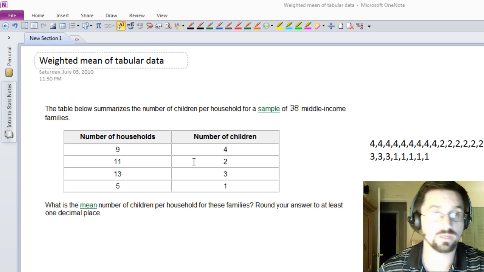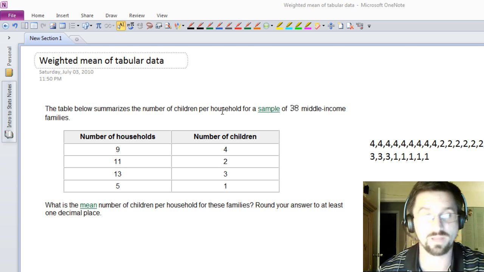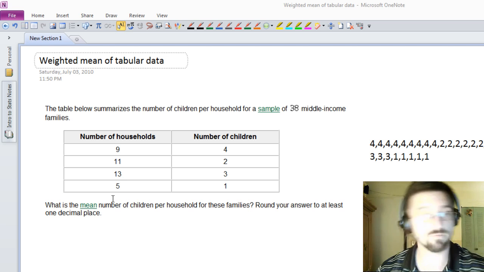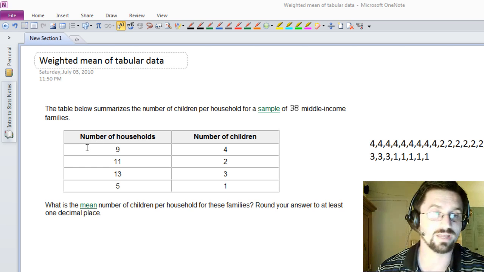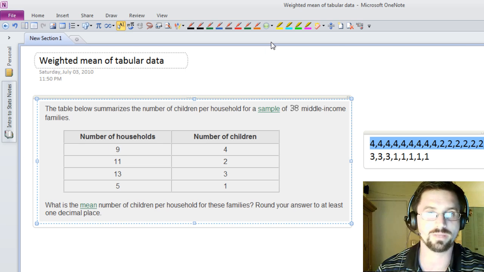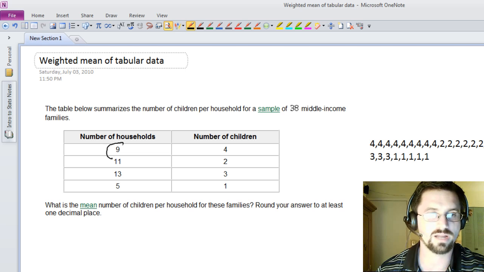The table below summarizes the number of children per household for a sample of 38 middle-income families. So this table summarizes a survey of 38 different families. And they ask us, what is the mean number of children per household for each of these families? As we read through the survey summary, we see 9 households answered that they had 4 kids.